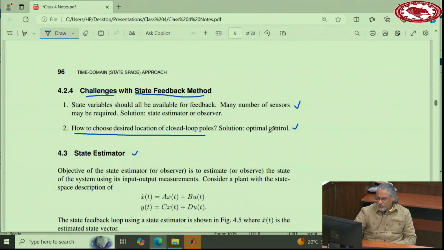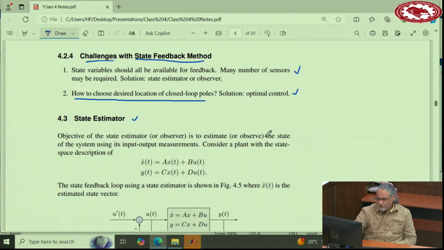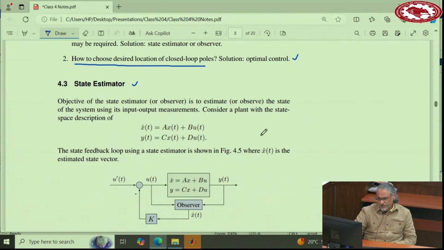So let me talk about these two quickly. A state estimator. The concept is this. If I have a plant or a control system here with these state equations, and obviously I have access to its input and its output, but I don't have access to its state, and I don't want to put sensors, can I design an observer or a state estimator that receives these two that I have, input and output, and estimates the state of that system for me?